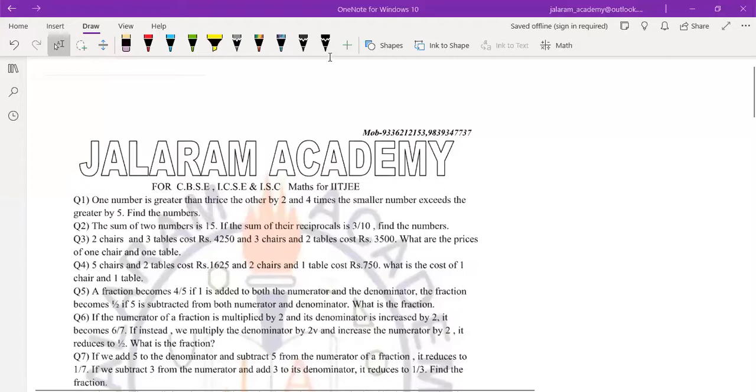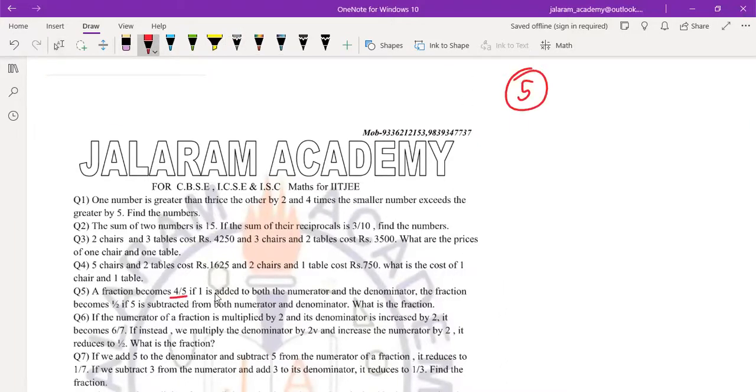Now let's discuss some questions related to fractional problems. Welcome back students again for the discussion of questions from simultaneous linear equations which involve fractions, like this question number 5 in our sheet.